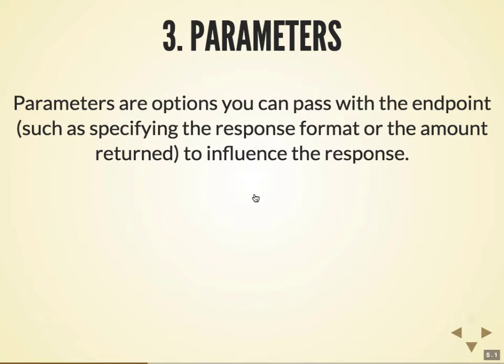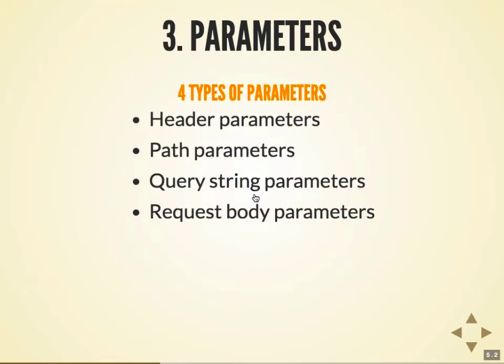Okay, 3, parameters. These are options that you can pass with the endpoint, such as specifying the response format or the amount returned to influence the response. This is probably the most important part of the endpoint documentation because users need to know this detail, right? There are 4 types of parameters.